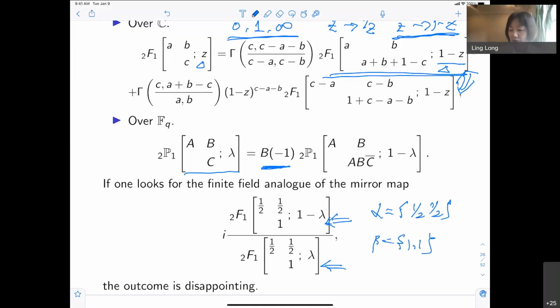And if I look at the finite field setting, if I'm doing an analogous kind of consideration, basically we will get nothing out of this picture. All right. So the outcome is very disappointing if I use that to consider the finite field analog. So that tells me that if I consider things from this perspective, the finite field setting, I should interpret things differently.